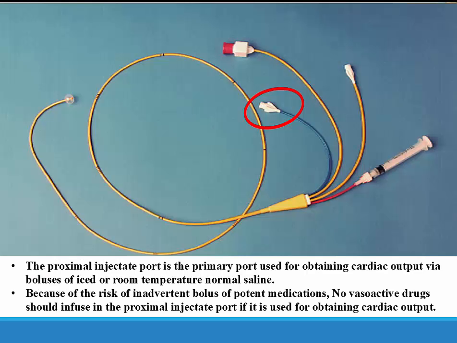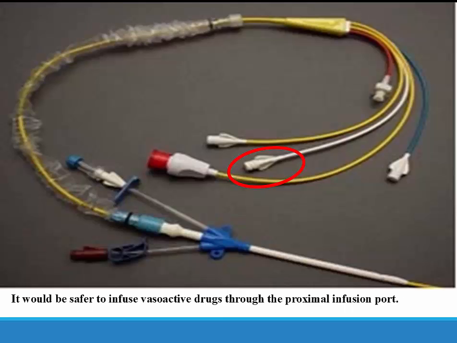The proximal injectate port is the primary port used for obtaining cardiac output via boluses of iced or room temperature normal saline. Because of the risk of inadvertent bolus of potent medications, no vasoactive drug should infuse in the proximal injectate port if it is used for obtaining cardiac outputs. It would be safer to infuse vasoactive drugs through the proximal infusion port.